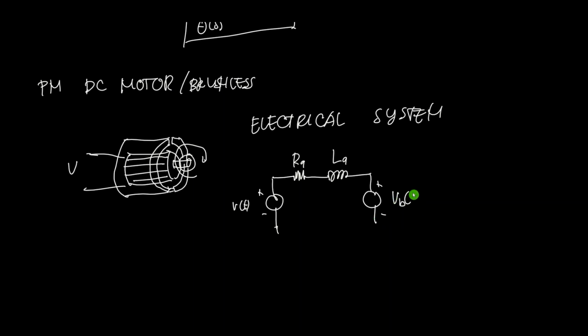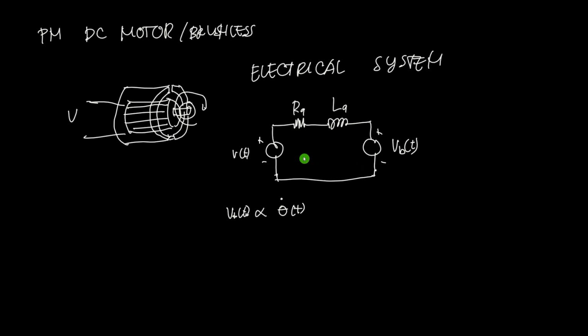So this is the back EMF, and that back EMF is proportional to the speed of the rotation of the shaft or the motor. So VB of t is just proportional to the speed of the rotation. What's the speed? You can just put here theta dot, where theta is the angular displacement and theta dot is the angular velocity. Then this is a complete circuit, so we can just apply our KVL here.